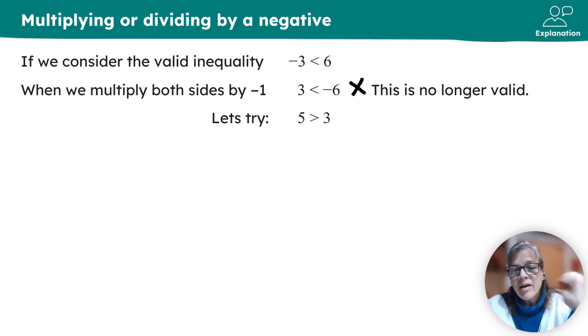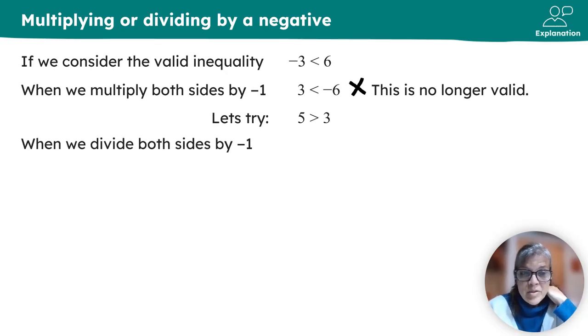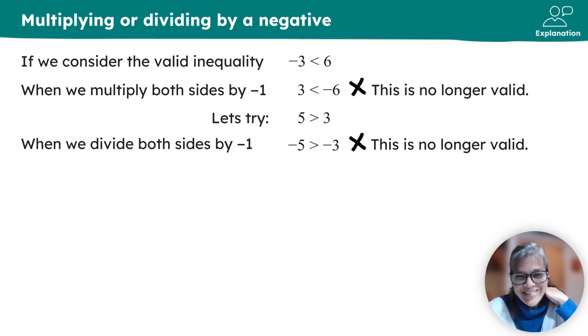So let's try 5 is greater than 3. Maybe it works if all the numbers are positive. If I multiply or divide both sides by -1, what will I get? I'll get -5 is greater than -3. Is that true? No, hopefully not. Hopefully you don't think so, because this is no longer a true statement. It's worse to have -5 than to have -3. So that's less.